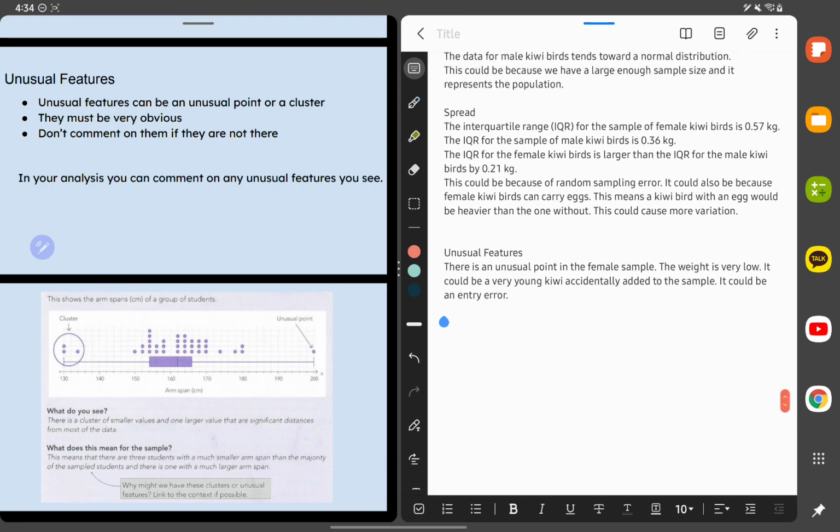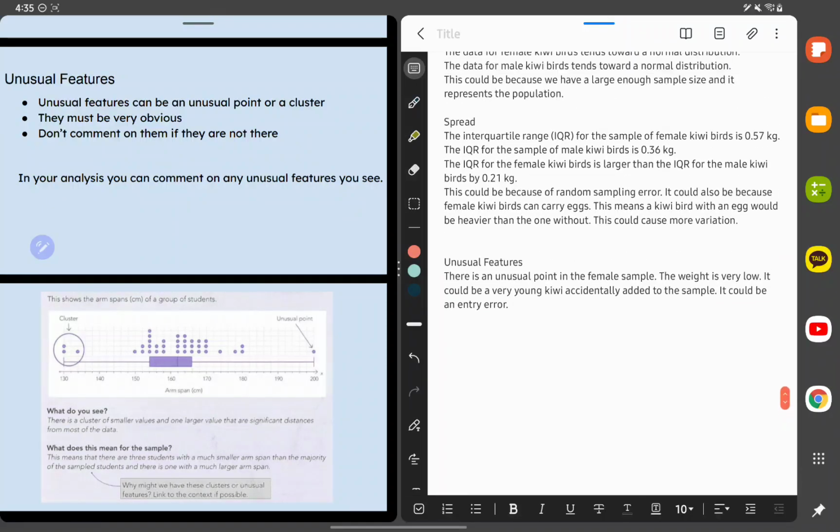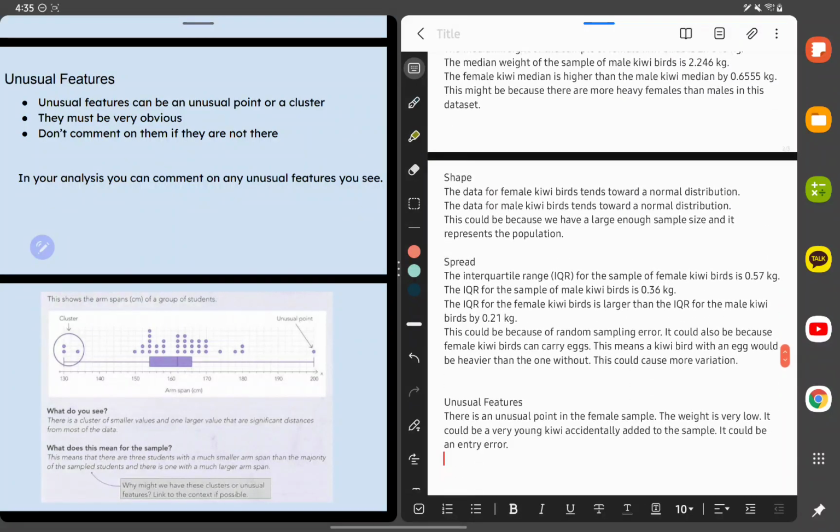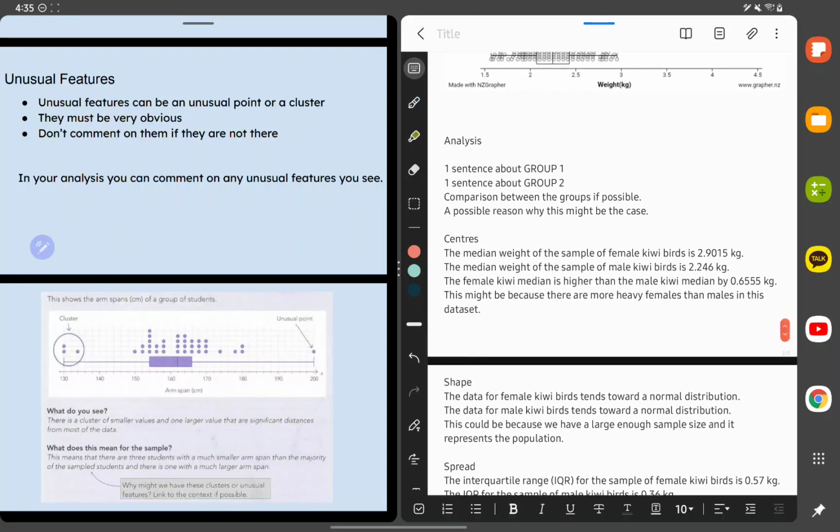Anyway, but the thing is, I think I'm actually done, haven't I? I finished unusual features. So if there is an unusual feature, like an unusual point or an unusual cluster, mention it. Make some assumptions about why that might be the case, and that's actually it. We've actually finished analysis.